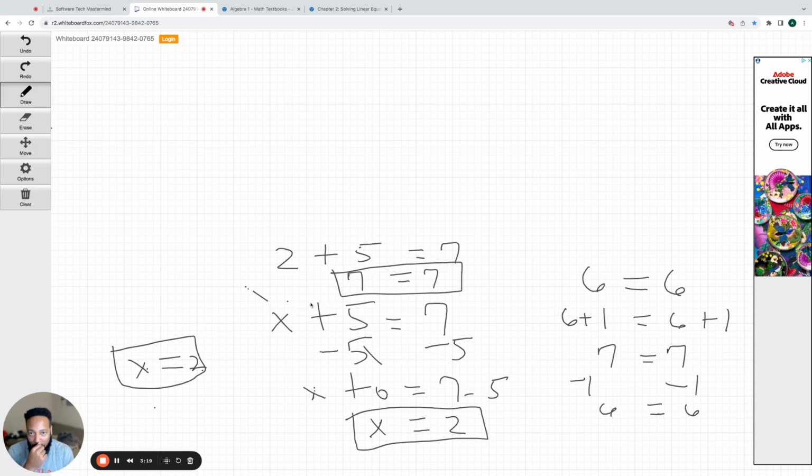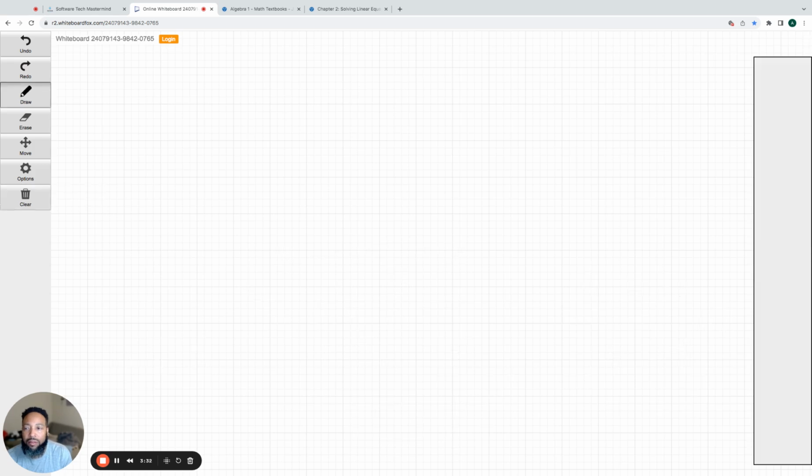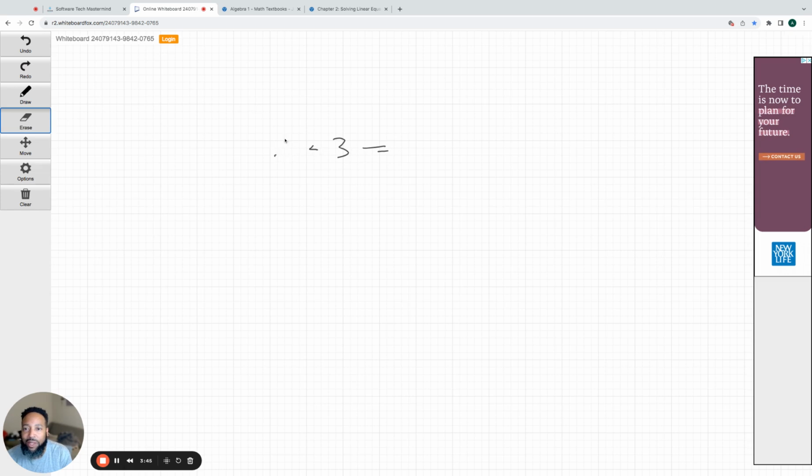So that's a simple linear equation. So let's try subtraction. Let's see how that works. All right, say we have x minus 3. Let's try that again. Let me erase that and make that look better. So we have x minus 3 equals 7.